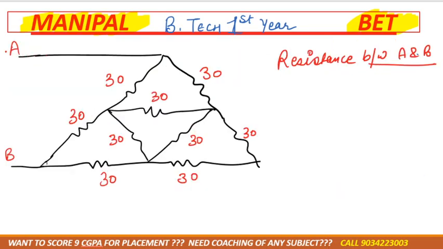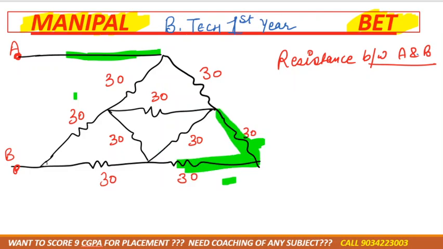This is the question. Here we need to calculate resistance across A and B. We'll always start with the opposite, like here. Now just imagine you are the current and you are moving from A. As you can see, these two are connected in the same path, which means they are connected in series. Yes or no?